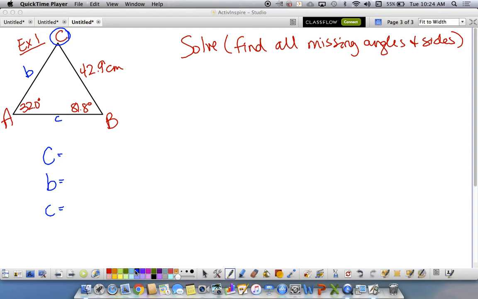The biggest piece is you have to be given an angle and a side opposite it to use the law of sines. So using the law of sines, we're going to write 42.9 divided by sine of 32.0 degrees.